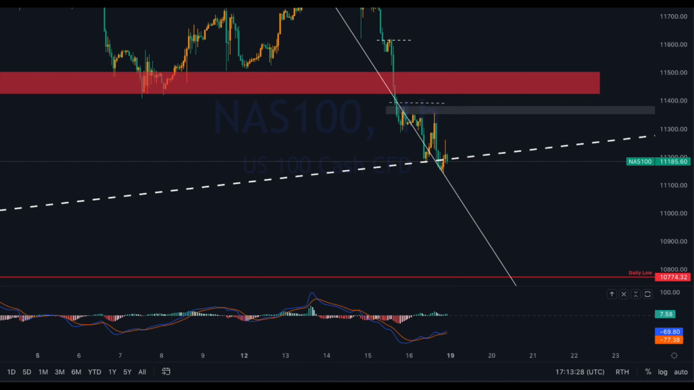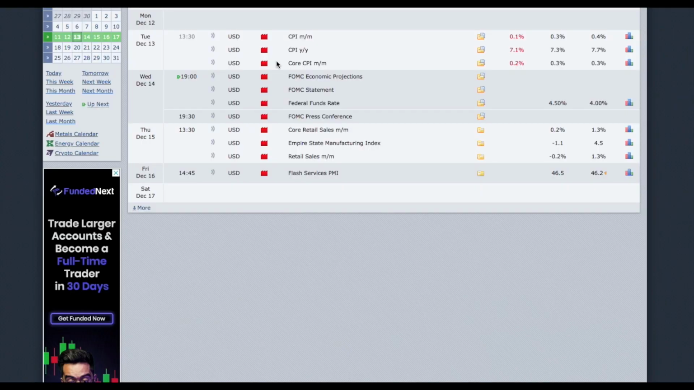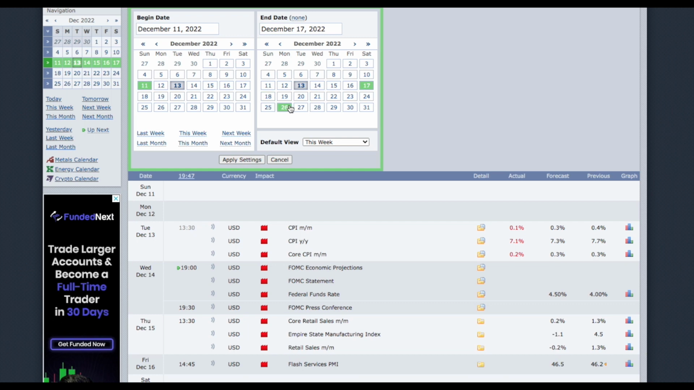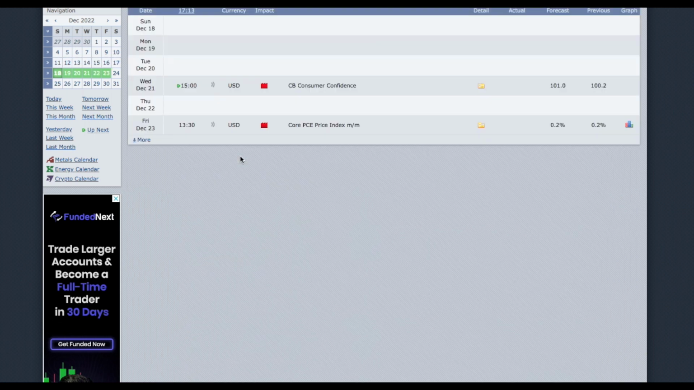Actually, as a matter of fact, let's give that a quick look. So we're just going to go into Forex Factory real quick. We're week commencing 18th, so let's just say all the way up until 23rd. So from where are we now? This is 18th. Okay, let's apply that. Let's see what's going on.